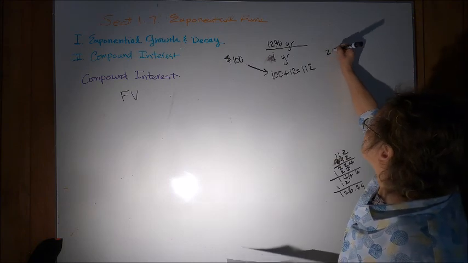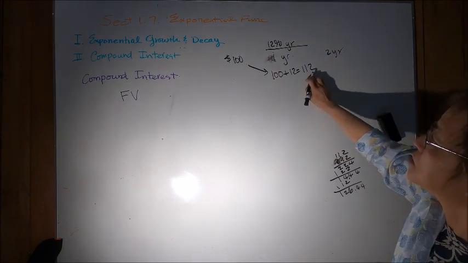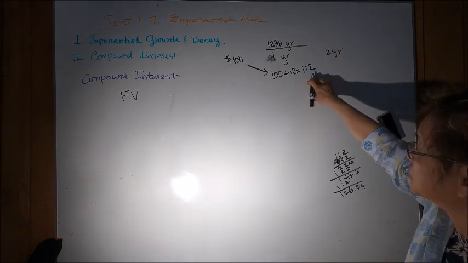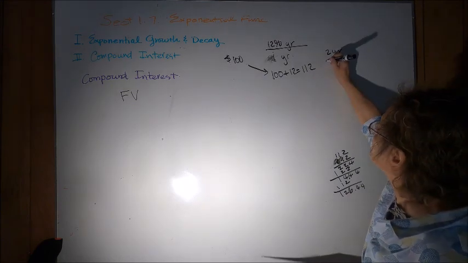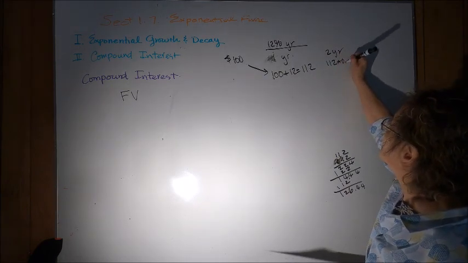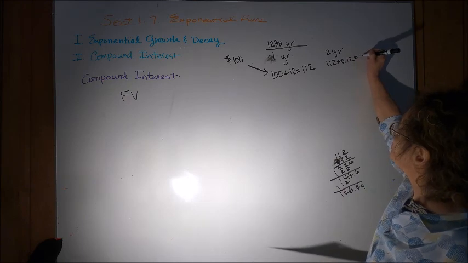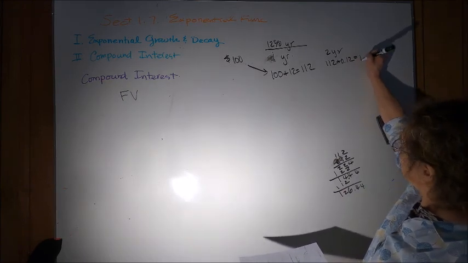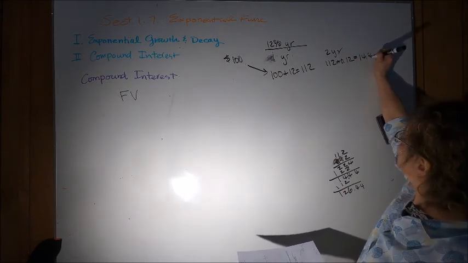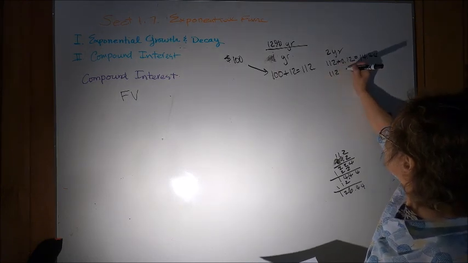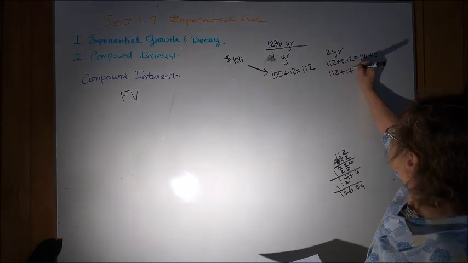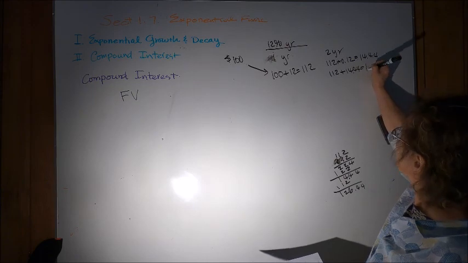So after the second year, based on the $112 you have, you earn interest again. 112 times your interest rate equals 13.44. Then you add that to 112, so you actually have what?